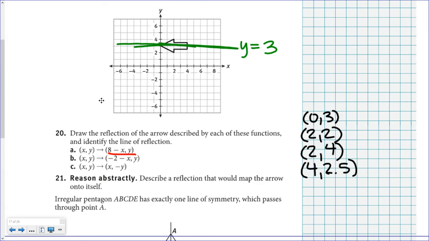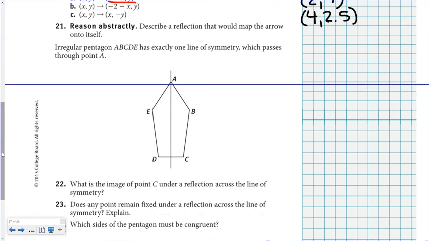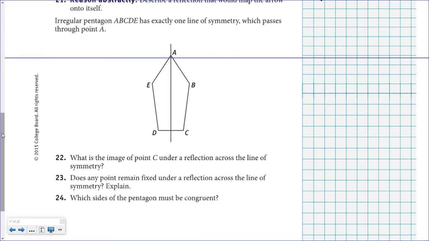Okay, so now let's look at this irregular pentagon. That means that the sides are not all the same length. A, B, C, D, E has exactly one line of symmetry as shown. What is the image of point C under the reflection across the line of symmetry? Basically, where does C get reflected to? It gets reflected to point D. This distance is the same as that distance.